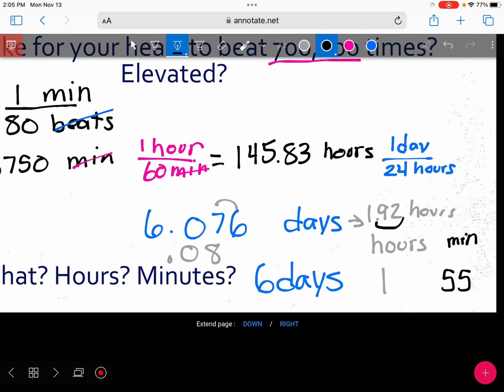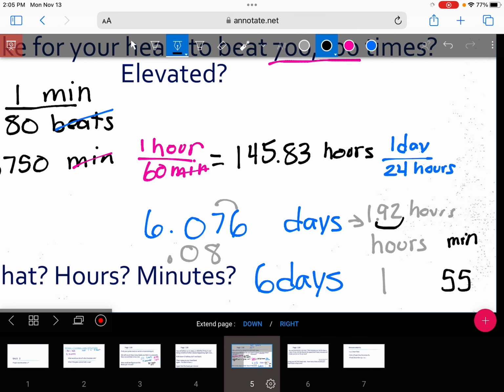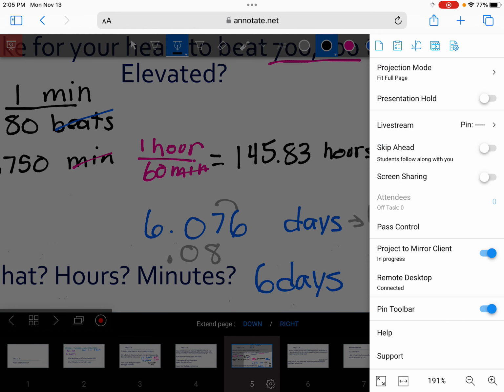So we're going to do a lot of times where we have conversions like that and we look at units of time and we make them be like realistic statements. Like no one says, I have to go back to work in 145 hours.